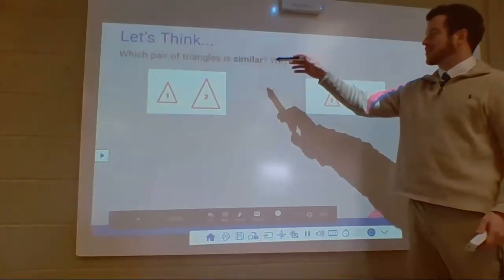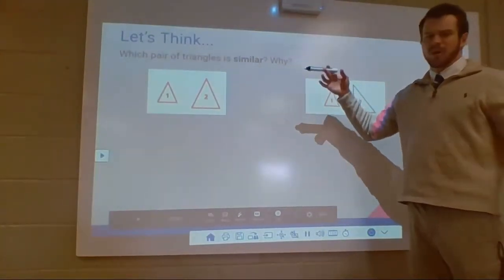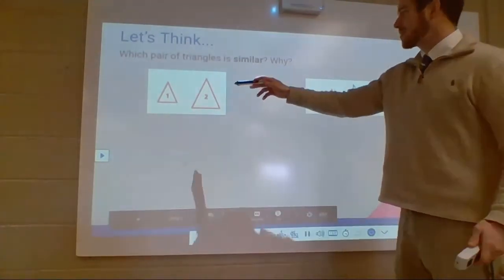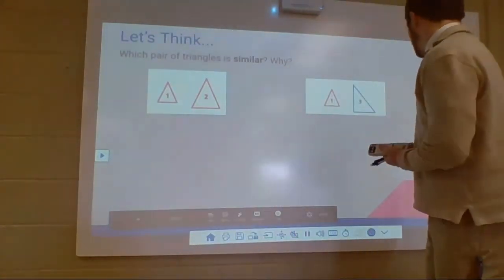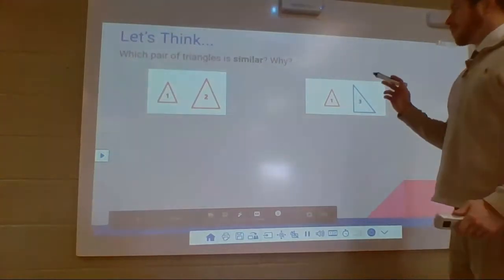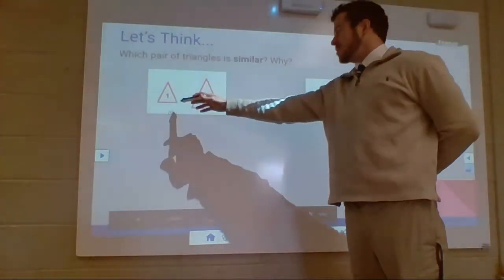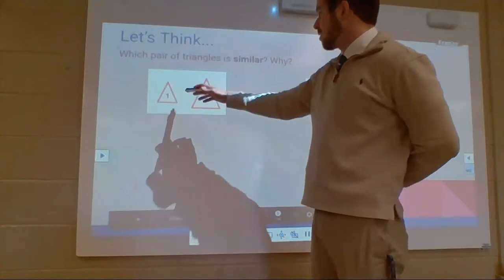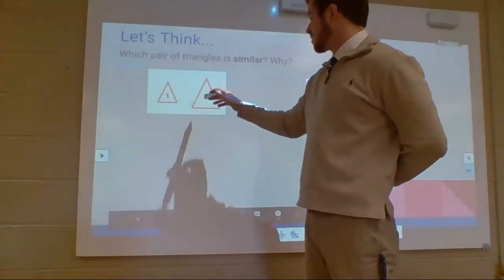Which pair of triangles is similar? And why do we think so? Well, let's look at each pair of triangles. Something that you might notice about this pair is that they look like they're a similar shape, but they're obviously different sizes.